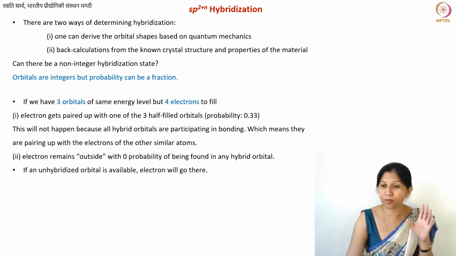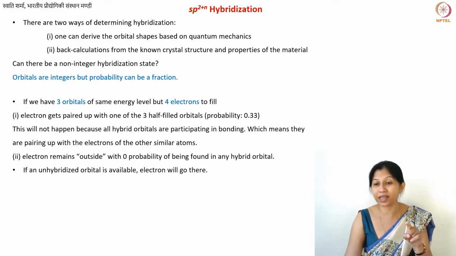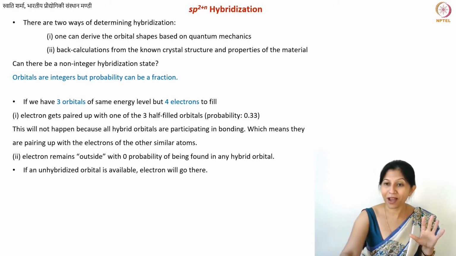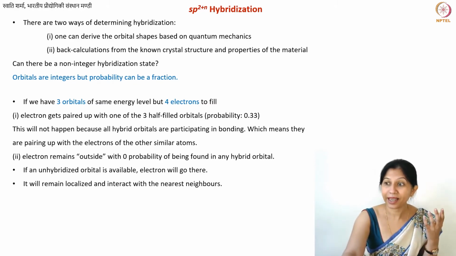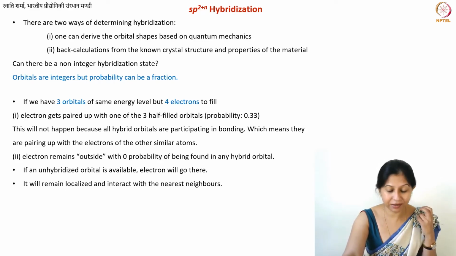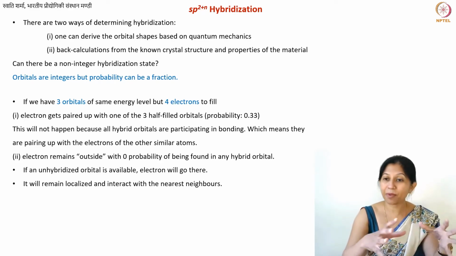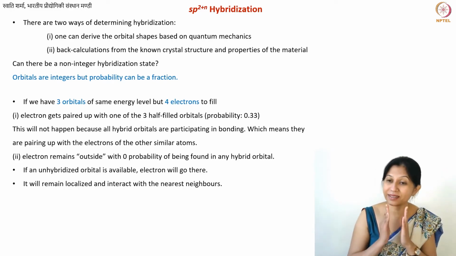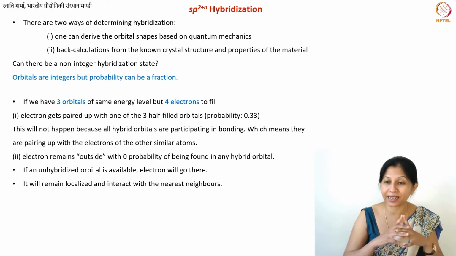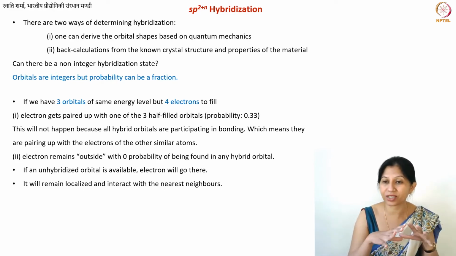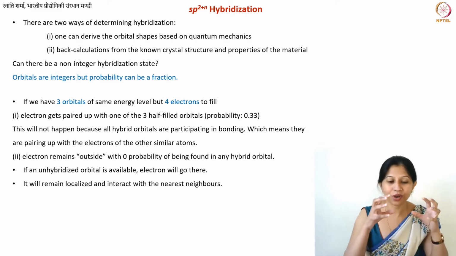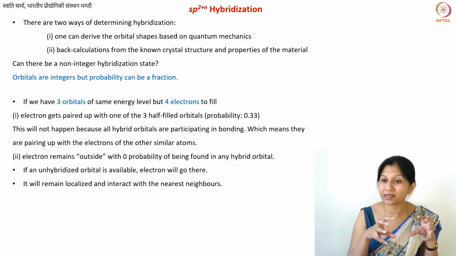In that case, the overall probability of that electron being found in the unhybridized orbital is not 1. It is less than 1. So this kind of event can take place in some carbon materials when there are neighboring unhybridized orbitals available. This is in fact what happens in most cases, and that is why we have this pi band, and the electron is not always localized to its parent atom.